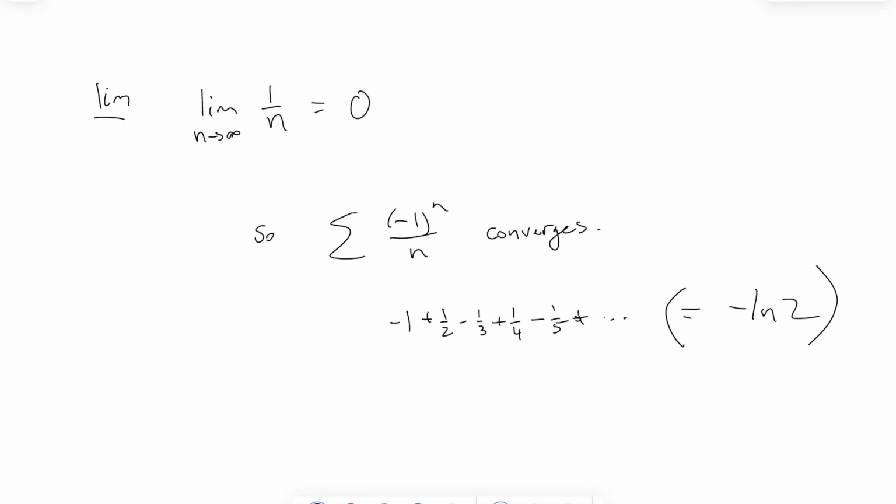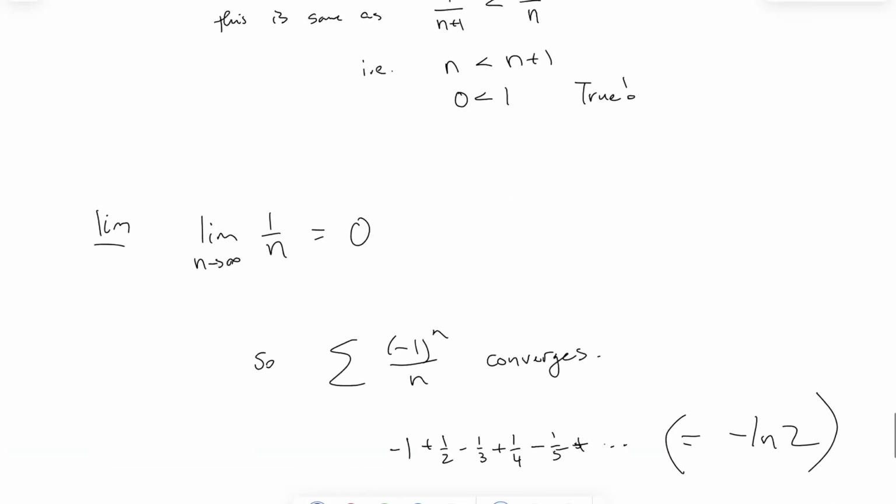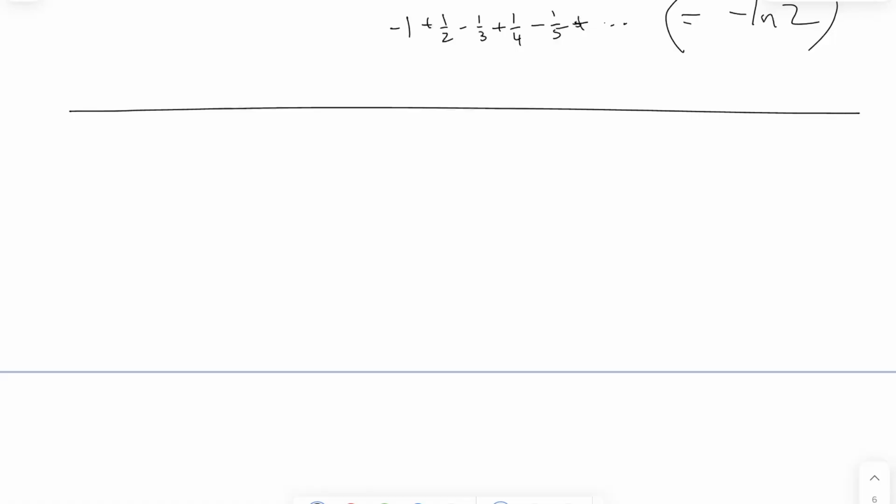Let's try another, and then I have some for you all to try. How about, that was an alternating harmonic. How about something like an alternating geometric? How about something like this? 1 minus a half plus a fourth minus an eighth.